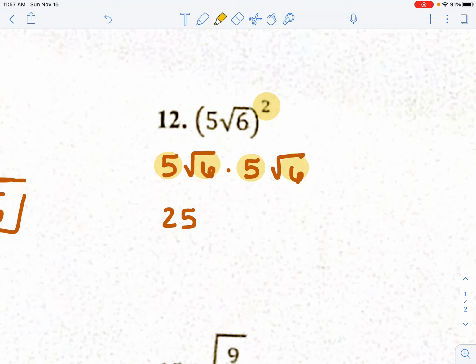And then I've got radical 6 times radical 6, which gives me radical 36. I see that the square root of 36, or radical 36, is one of my perfect squares. The square root of 36 is just 6. So I've got 25 times 6, which is actually just 150.